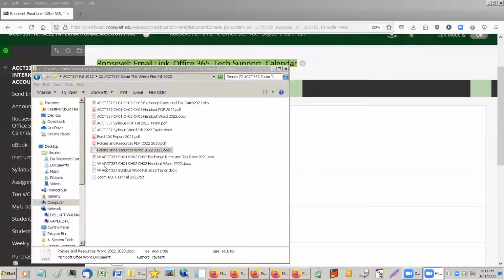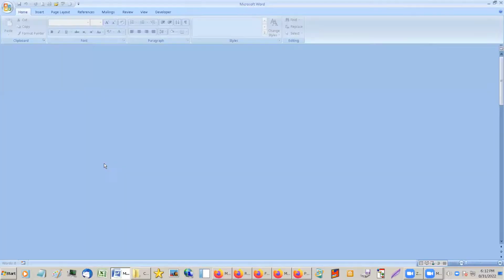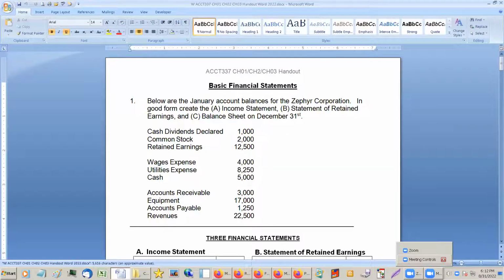Sorry, lost here. So let's open up the chapter 1, 2, and 3 handout. By the way, the handouts are... So it should look like this. The handouts are given in PDF and in Word form, and you can use either one.